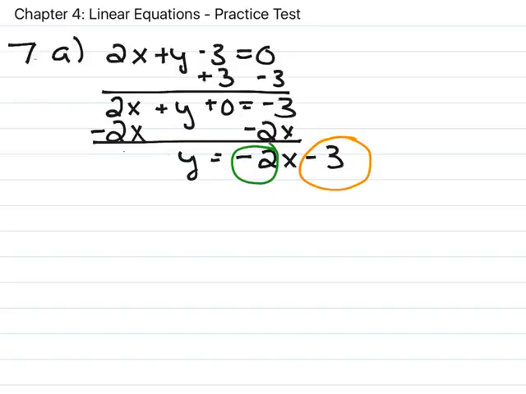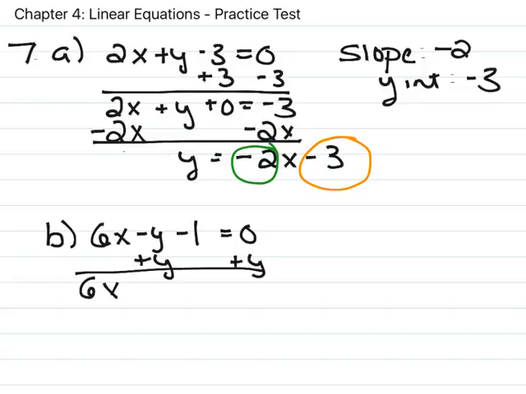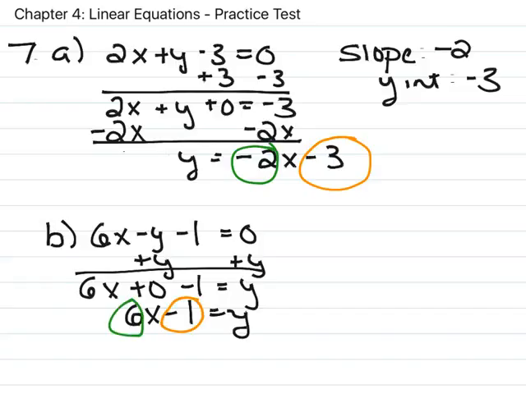So slope is negative 2, y-intercept is going to be negative 3. So for b, you have 6x minus y minus 1 is equal to 0. So I'm going to add y to both sides, giving us 6x plus 0 minus 1 is equal to y. So 6x minus 1 equals y. So again, negative 1 is our y-intercept, 6 is our slope.